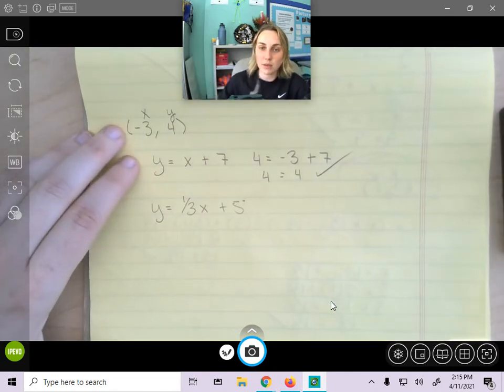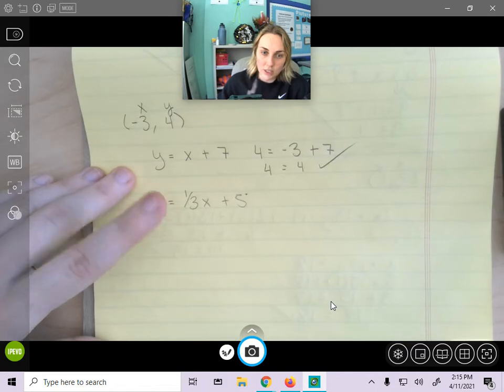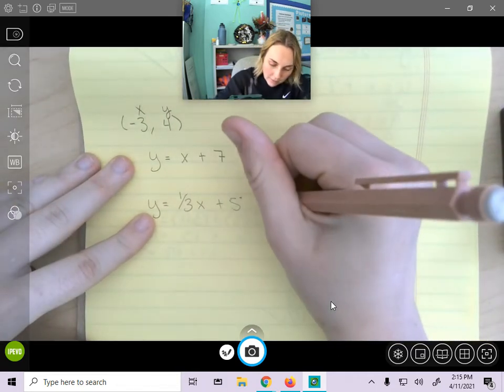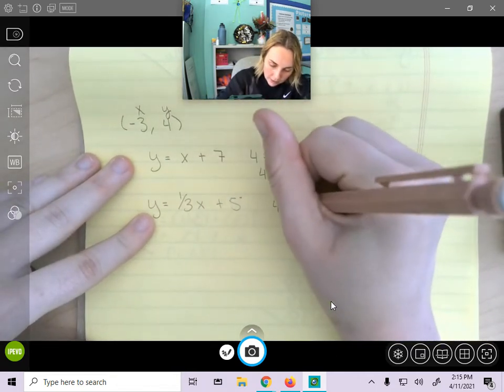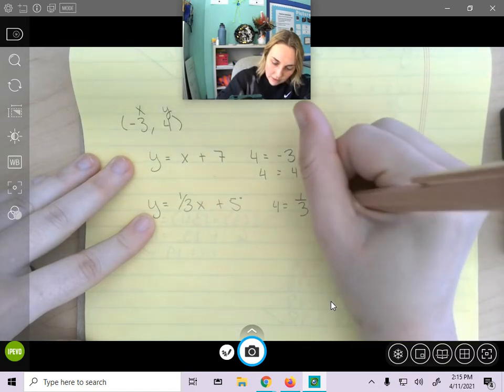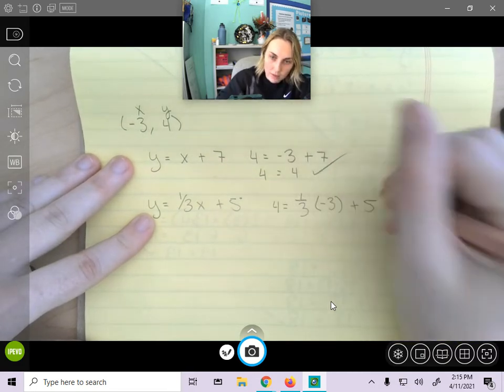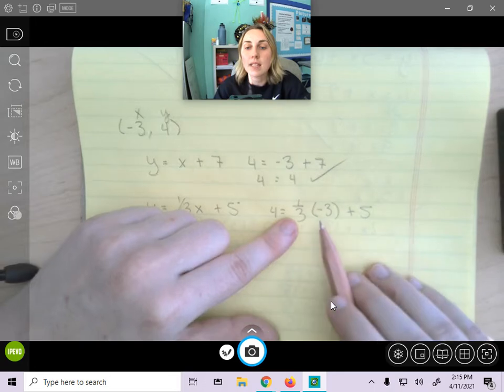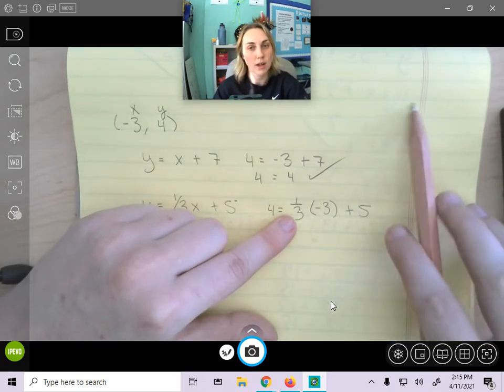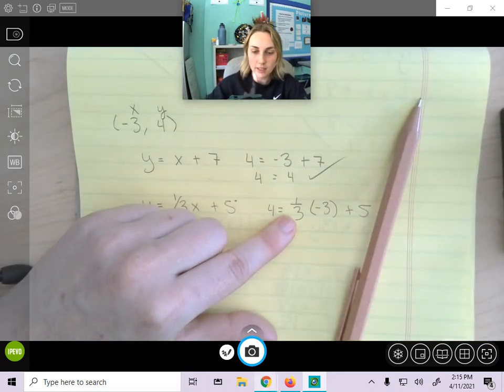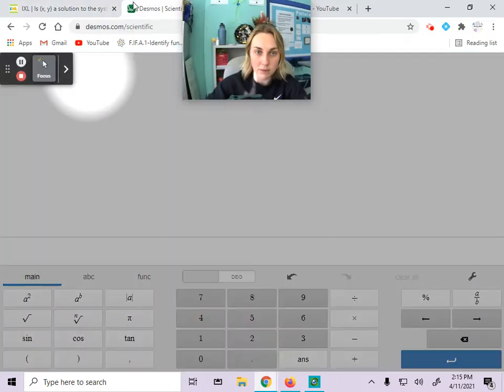So now I got to make sure it works out for the other one too. I'm going to plug this in too. My y value is 4. I'm going to bring down this fraction. My x value is negative 3, and it's going to be plus 1. Alright, so 1/3 times negative 3, I know it's going to give me negative 1. But if you don't know, this is a great example to use your Desmos calculator.